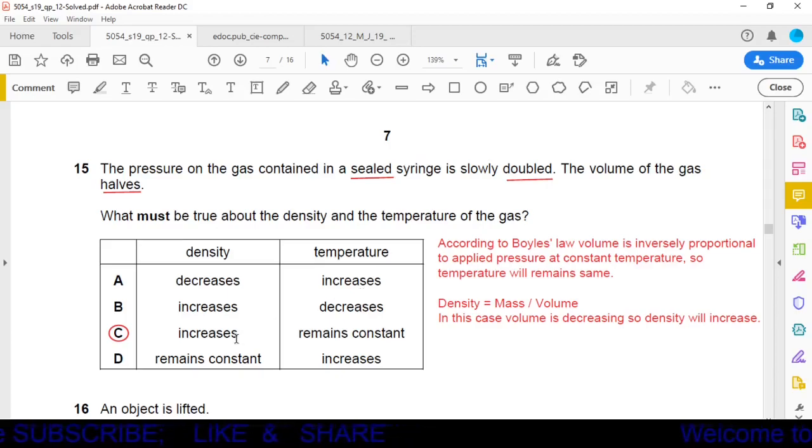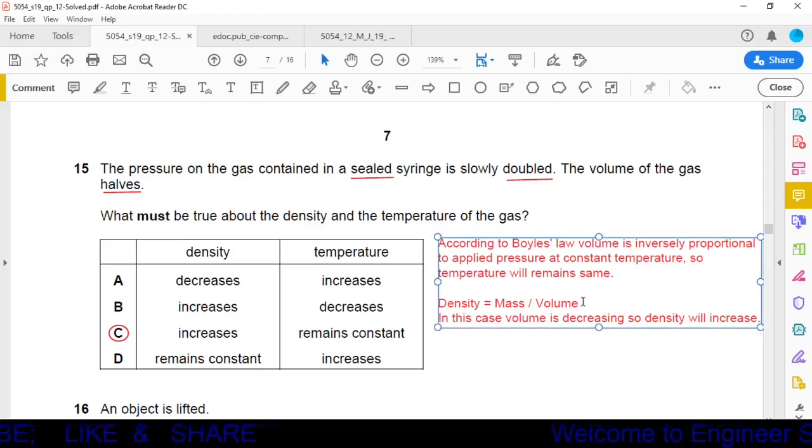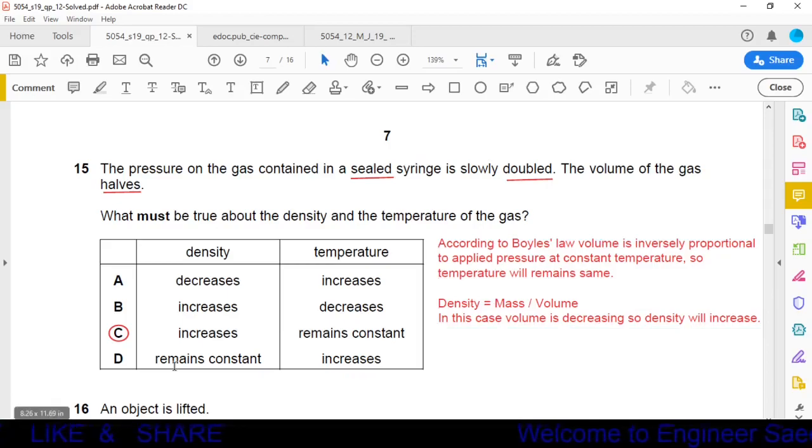Okay, we also check what about the density. Density is given as mass per unit volume. We are looking that the volume of the gas is half. Half means volume is decreasing. Now since the volume is decreasing, we can say density will increase. So our correct option is option C. Density increases and temperature remains constant.